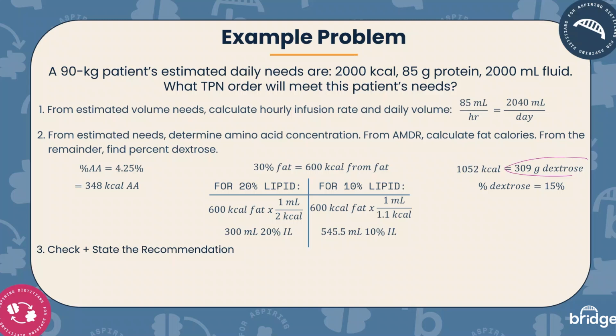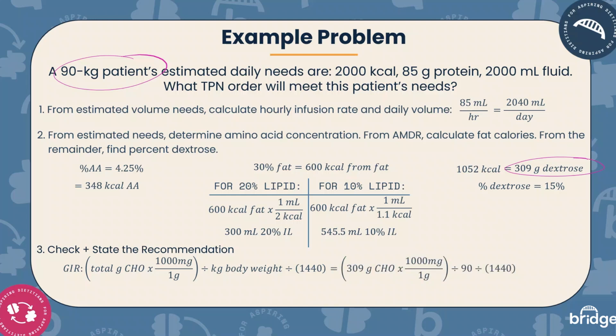So we'll take our grams of carbohydrate that is being provided, 309 grams. We need to convert that to milligrams, so we'll multiply it by 1,000. Then we'll divide by the kilogram of the patient's weight, 90 kilograms. And then to get it into minutes, we divide by 1,440. So when we plug all of that in, we come out to be 2.38 milligrams per kilogram per day, which is below 5. 5 is the maximum for adults, so it checks out.